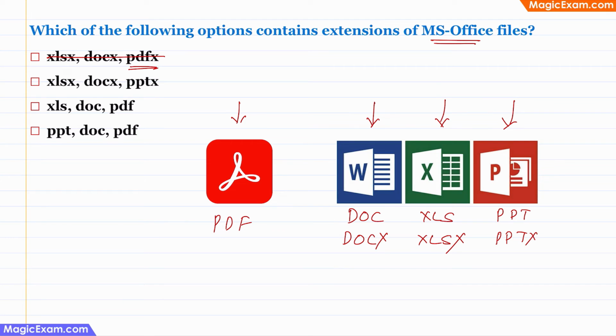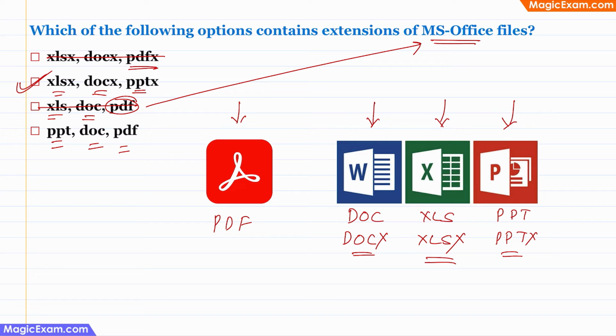The next one is saying XLSX and docx and PPTX. So this is a correct answer. The next one is saying XLS, doc and PDF. So PDF is not a native format of MS Office. So we can eliminate this. And PPT, doc and PDF. Again, PDF is not a native MS Office file format. So we can eliminate this. Therefore, the correct answer here is XLSX, docx and PPTX.